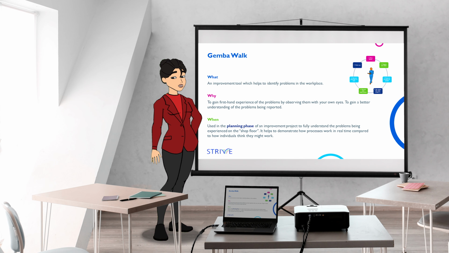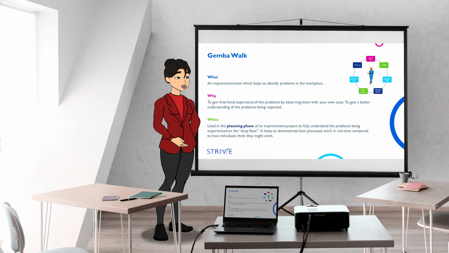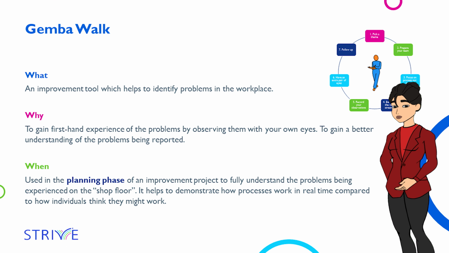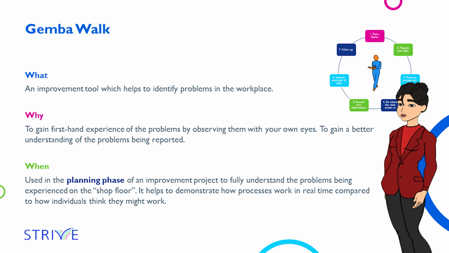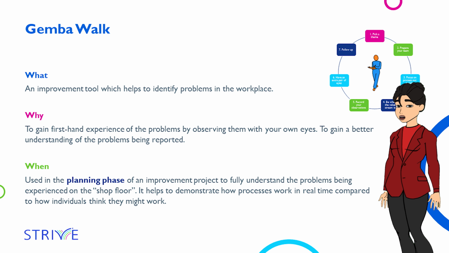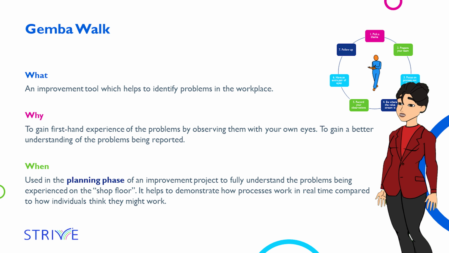A Gemba walk is a simple but effective improvement tool. It involves going to see and experience the problems for yourself. This will help to develop a better understanding of the problems being reported. Information gathered during the Gemba walk can help to inform the improvement process.